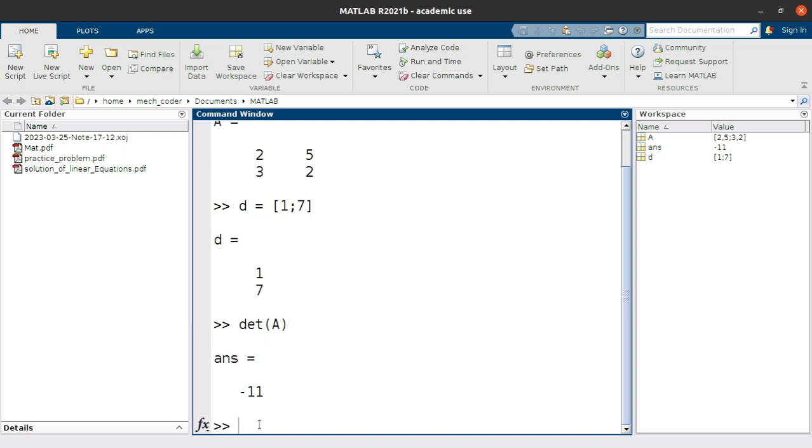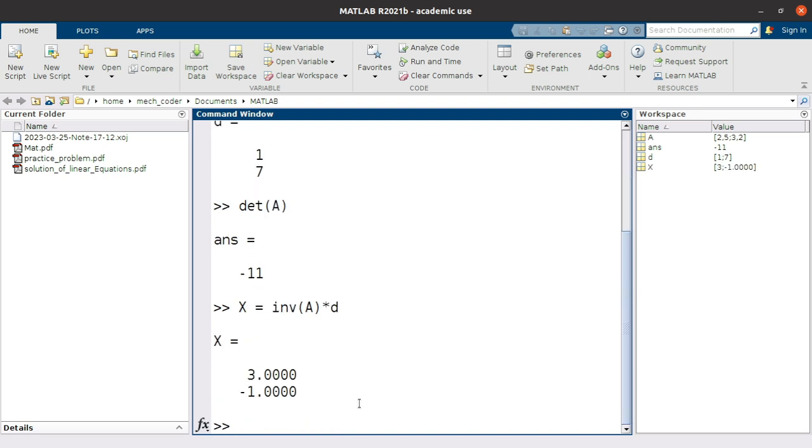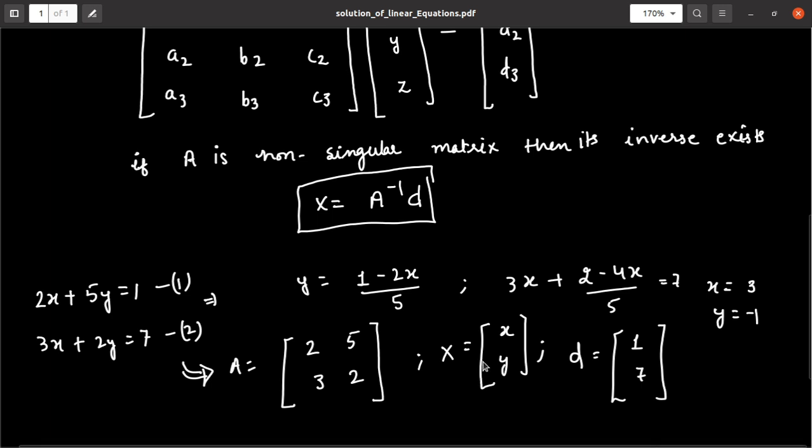Now we just have to write capital X, which is our final answer, and I'm going to store the value of inverse A multiplied with D column vector into this X column vector. If I press the enter key, you will see we have this X vector, which is a column vector, containing the values 3 and minus 1. And if I move here, you will see this capital X in the first row contains small x, and the second row contains y.